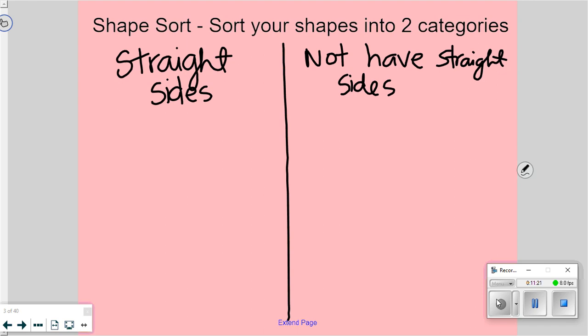And if I had to guess, it was probably the shape that looks like this. Where did you put that shape? Raise your hand and tell me. Did you put it on the straight sides or the not straight sides? Jalen, where'd you put it? Not straight sides. That is where it goes. Why? Because it doesn't have straight sides. It has some, but are all of them straight? Nope. So if you have it on the other side, move it over.